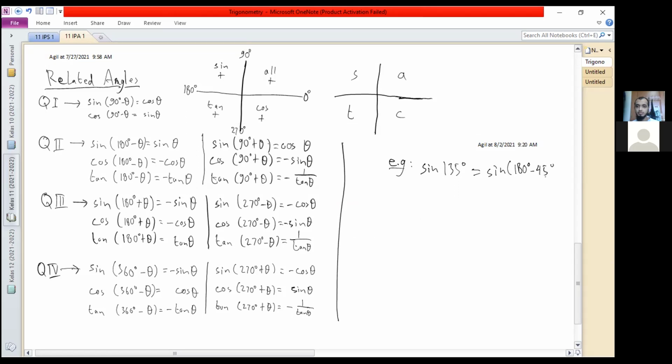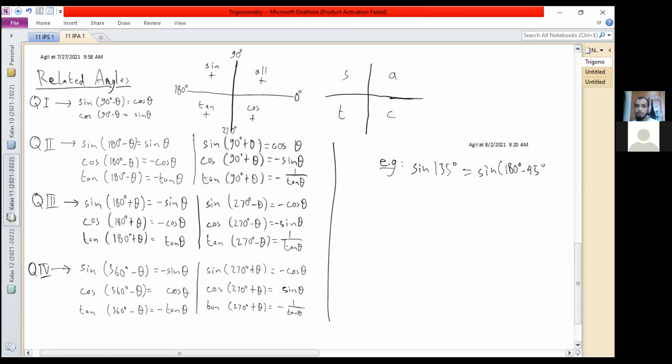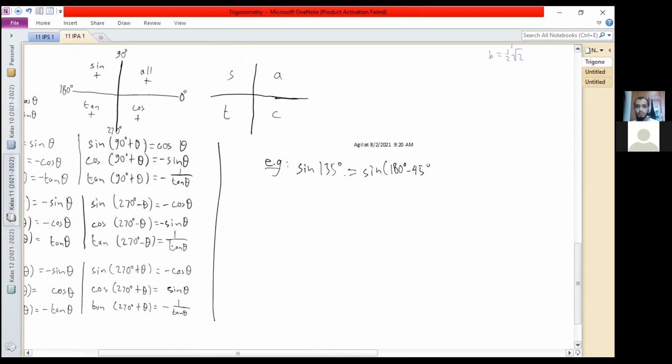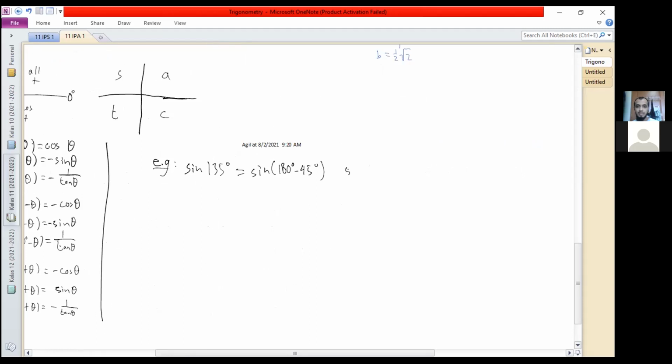Or you can also say that sine of 135 degrees equals, still sine, sine of 90 plus 45 degrees.